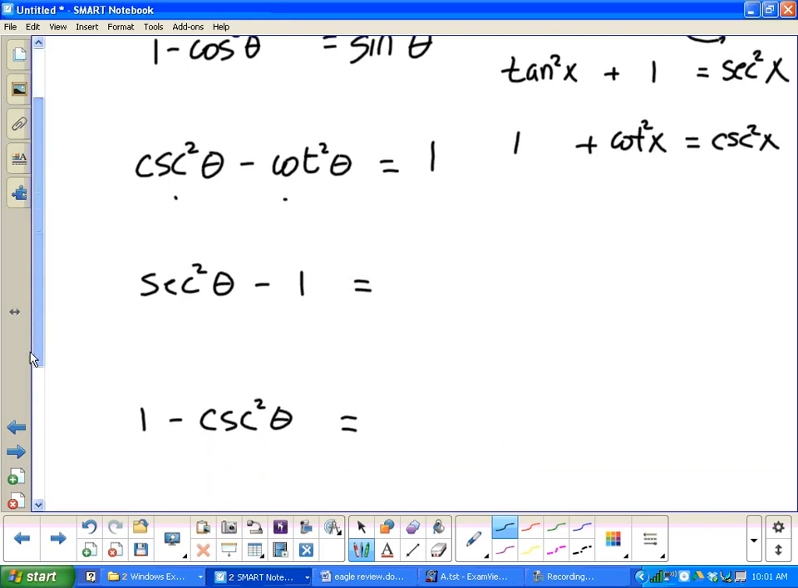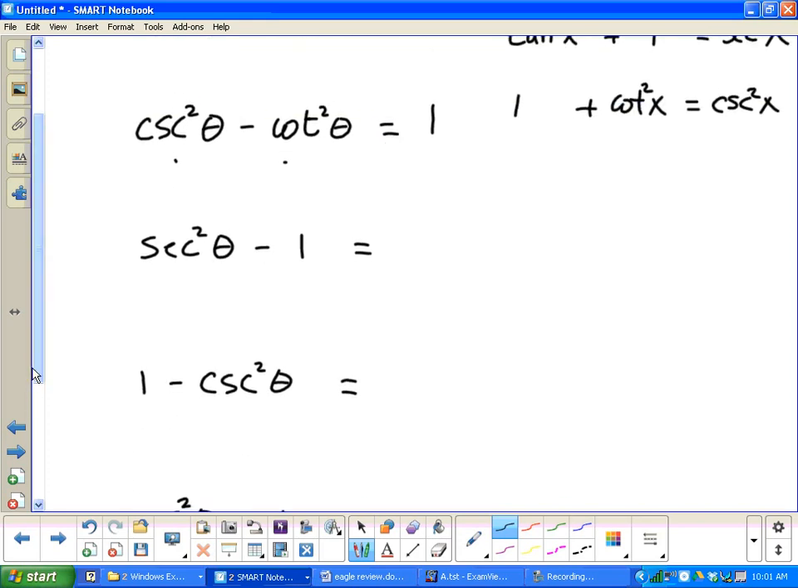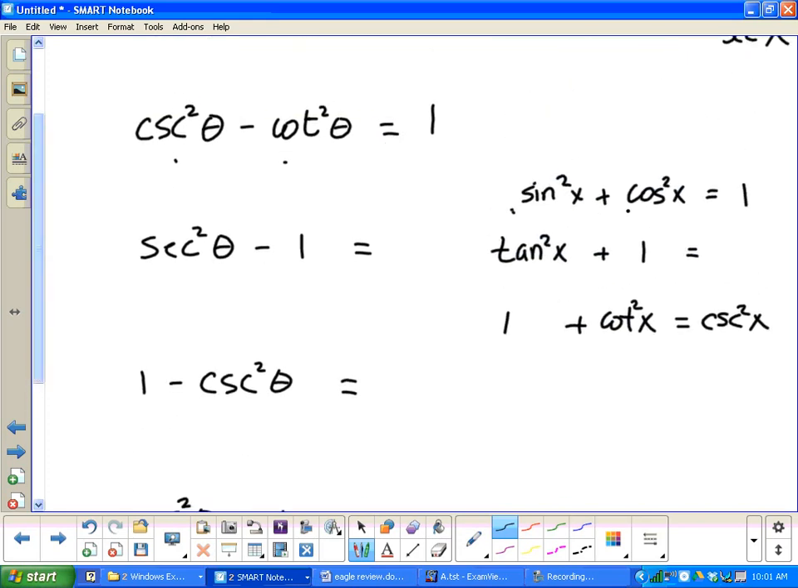All right, secant squared minus 1. Let me move these. I always keep these in front of me so I can look at them. Okay, so let's see. How could we make something say secant squared minus 1? Subtract the 1 over. All right. And so what would that leave me with? Tangent squared. There you go.